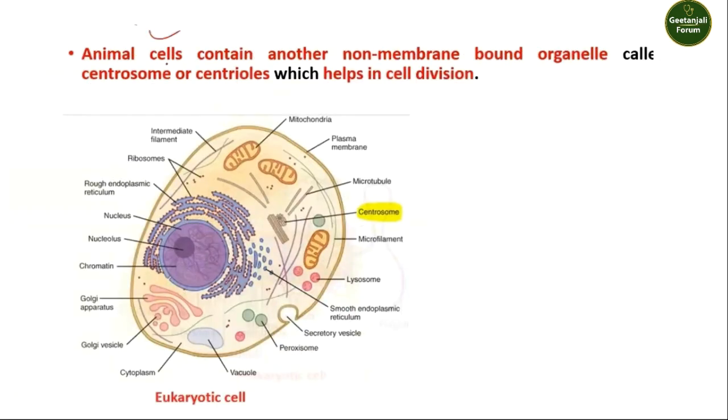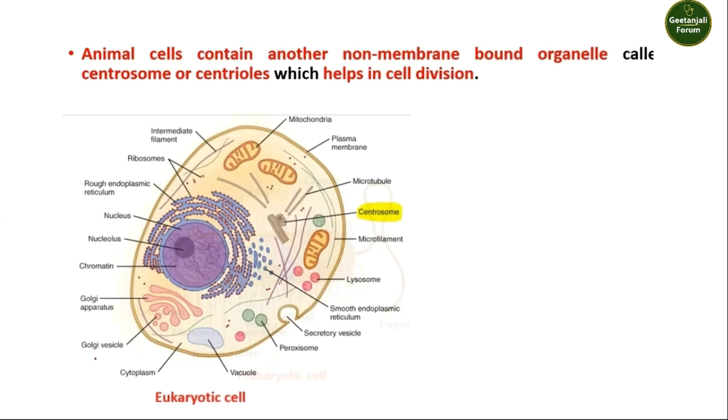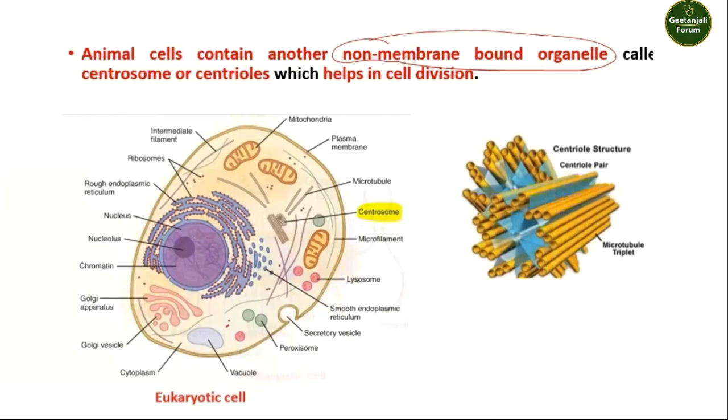Now, animal cell contains another non-membrane bound organelle. In animal cells, almost all the cell organelles are membrane bound organelles, such as mitochondria, Golgi apparatus, and endoplasmic reticulum. These all are membrane bound organelles. But there are some cell organelles which are non-membrane bound. One such organelle is ribosome. Apart from this, there are centrosome or centrioles, which you can see here. These are the centrosomes. This is the big picture of this centrosome.